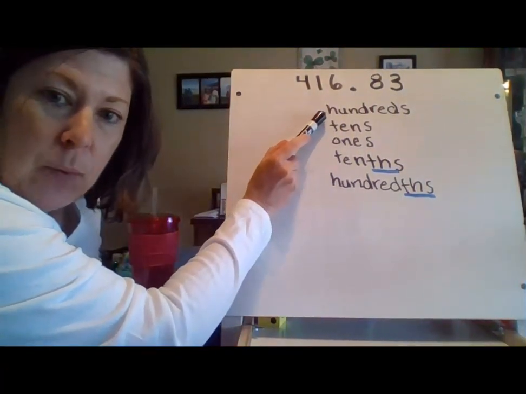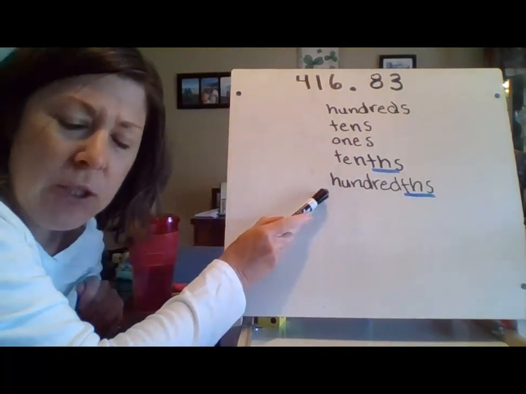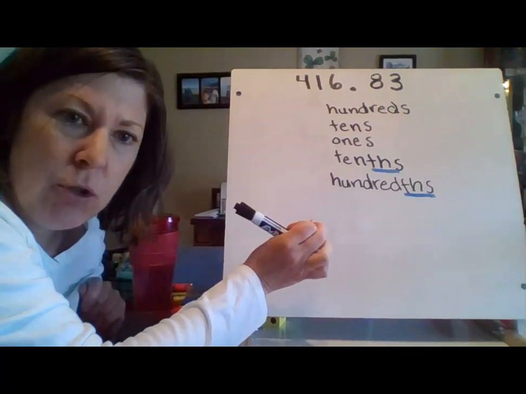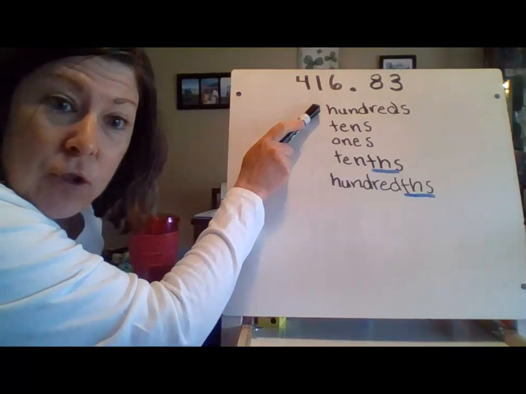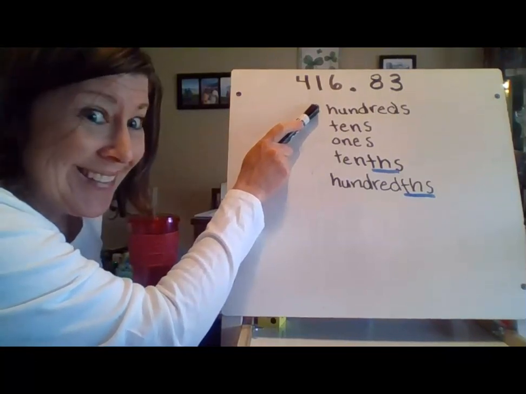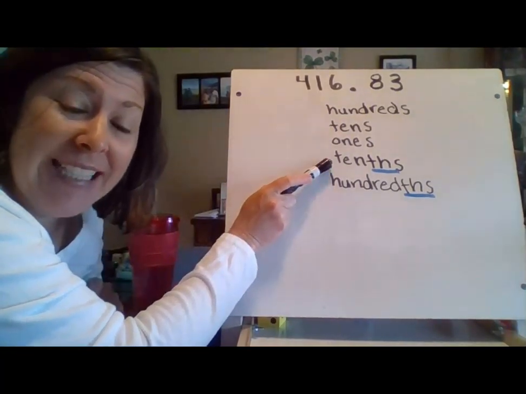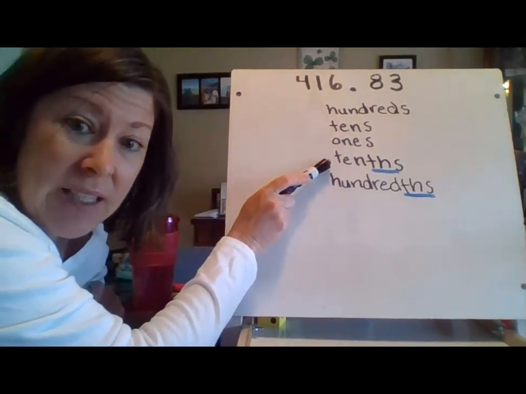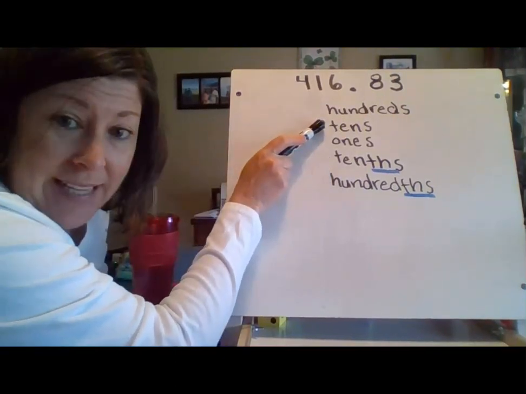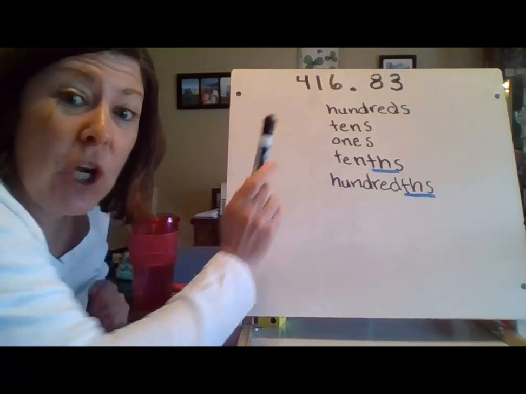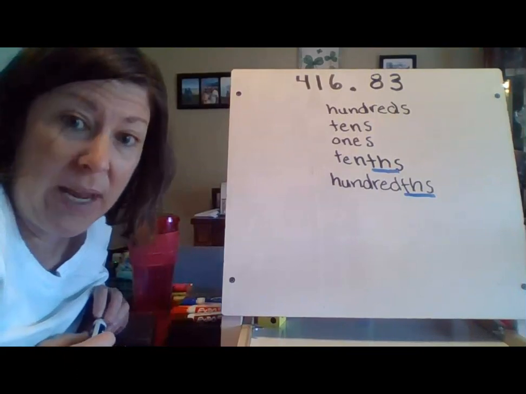Big difference between hundreds place and hundredths. Hundredths are those little parts. Hundredths are those pennies. Hundreds are those $100 bills. Big difference between tens and tenths. Tenths are our pieces. They're our dimes. Tens are our $10 bills. So a big difference between hundred and hundredth.